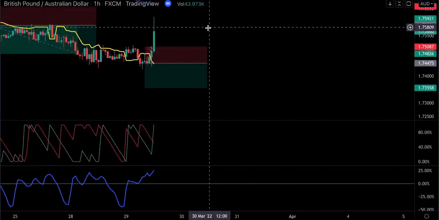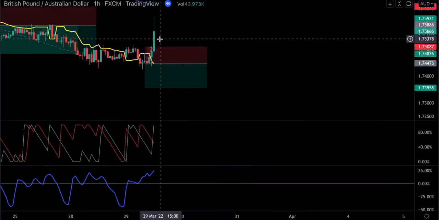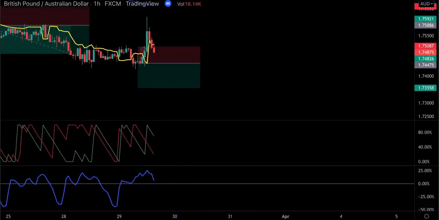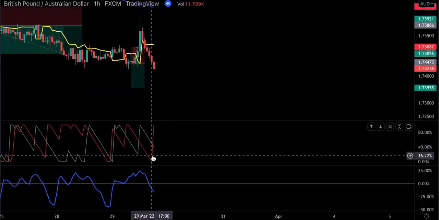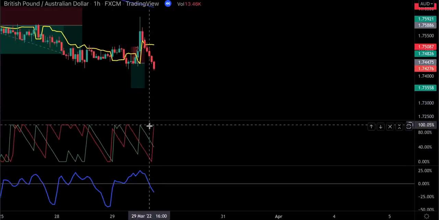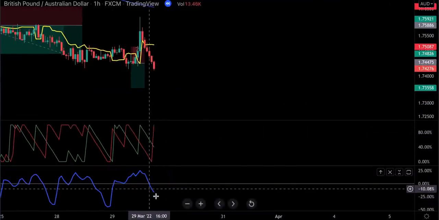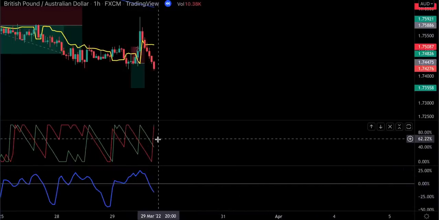Okay, this trade was not successful. We see we just got stopped out, but don't worry, this is just the proof that there is no strategy that works 100%. So let's move on and find some more signals. Okay, so here we have another bearish signal, but this signal is not valid because we do not have enough volume in the market, so we avoid taking this trade.